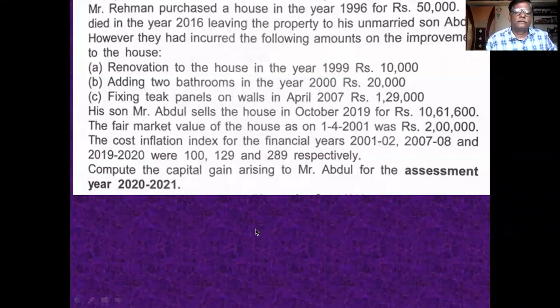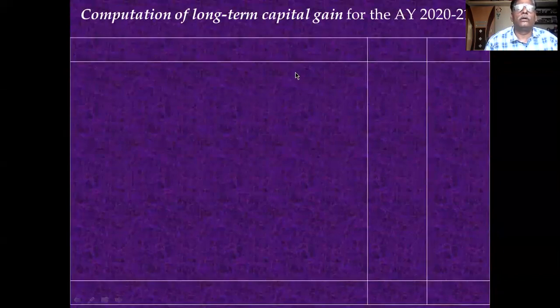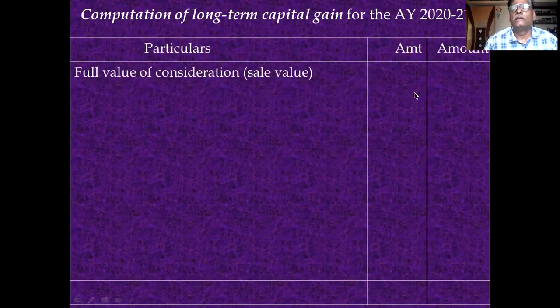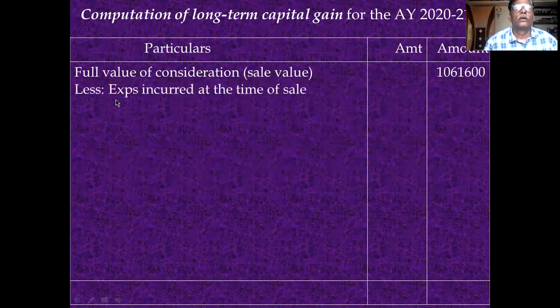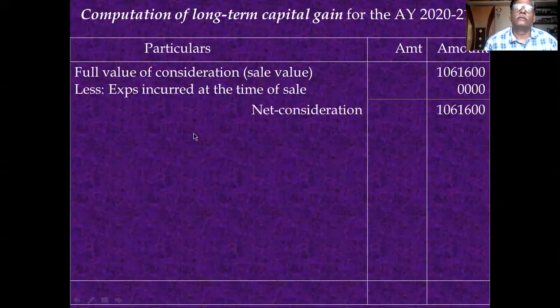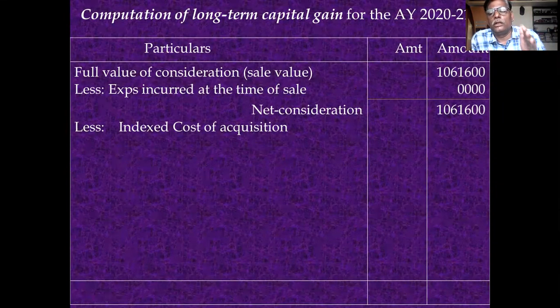You see here. Computation of capital gain for the assessment year 2021. Particular, amount. Full value of consideration, sale value, 10,61,600. Clear? Then expenses incurred on sale: nil, 0. Again, net consideration is 10,61,600. Clear? Index cost of acquisition. In the index cost is 50,000. It is before 1/4/2001. 50,000.